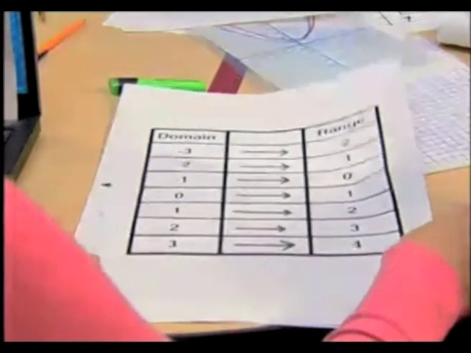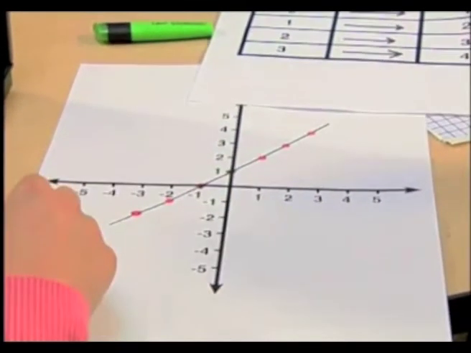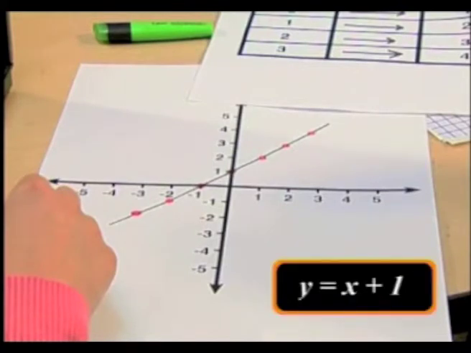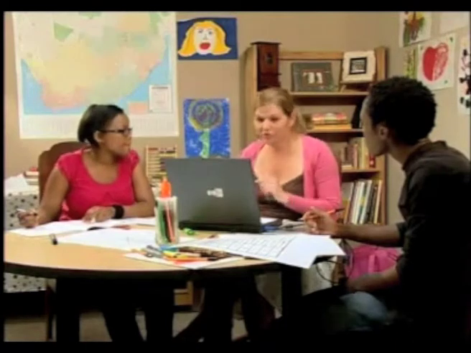Now we have the table of values and the graph of a function. Can you summarize these using an algebraic function? That's not too difficult. I can write this as y equals x plus 1. There's nothing wrong with that at all. It gives us a rule of determining the values of the range for each x value in the domain.